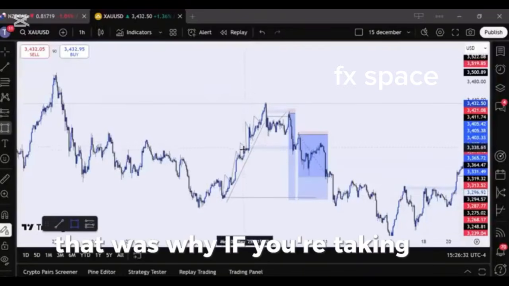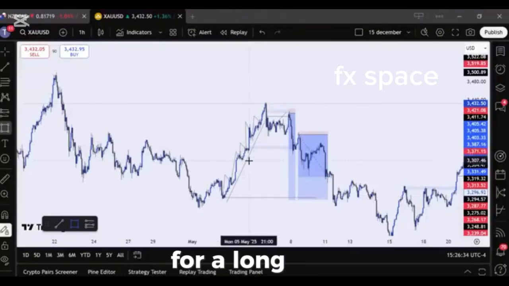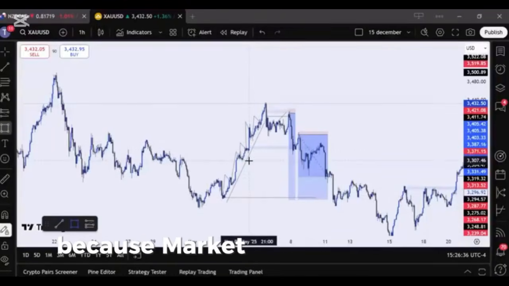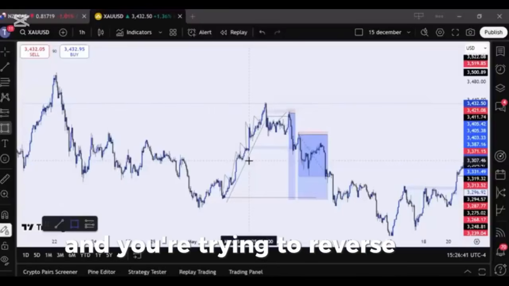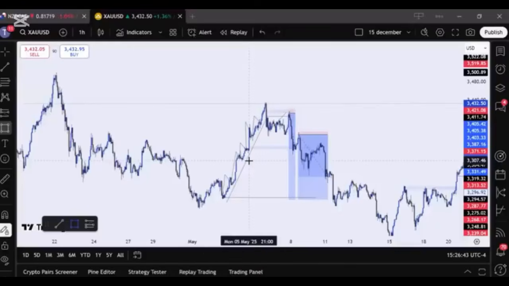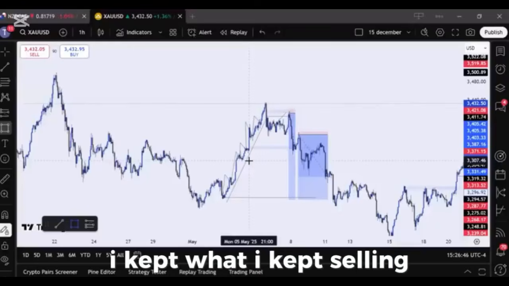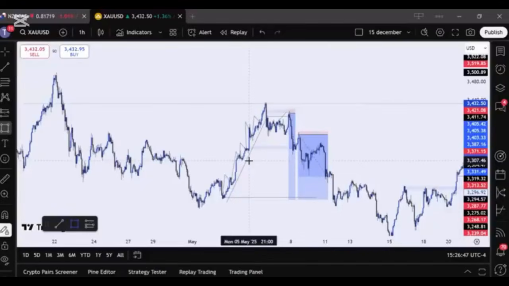That was why if you're taking any kind of sells here for a long term, market will eventually take you out, because market has not yet successfully cleared the liquidity pool and you are trying to reverse the market then. That was why most people were buying. I kept selling because I understood the different concepts of liquidity.